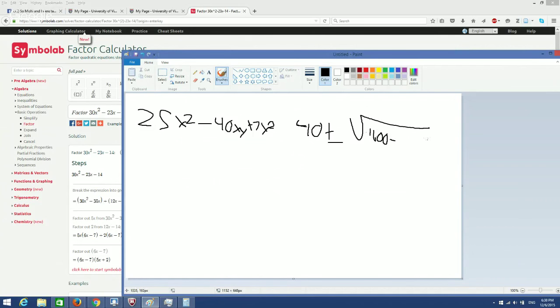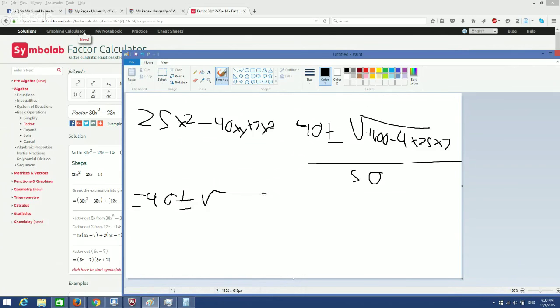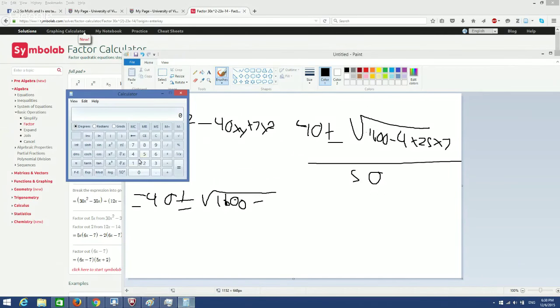1600 minus 4 times 25 times 7, all over 50, equals 40 plus or minus square root of 1600 minus, see, 4 times 25 is 100, so that should be 700. Yeah, so that's going to be 1600 minus 700.